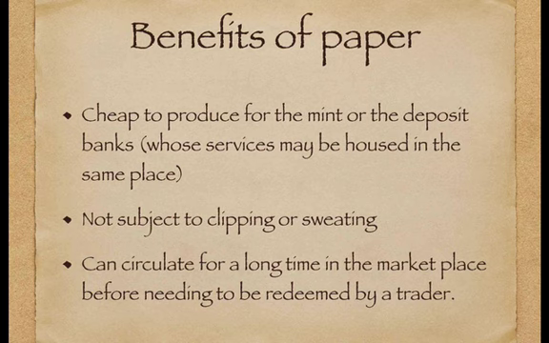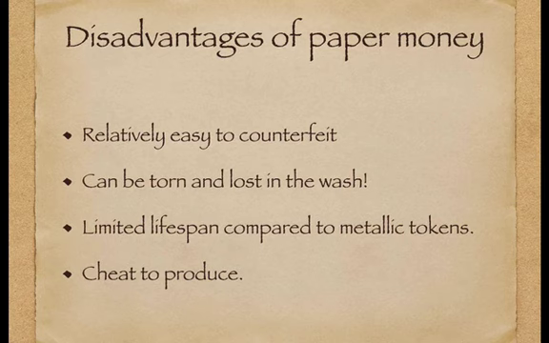Benefits of paper. Well, it's cheap to produce for the mint or the deposit bank, whoever's producing the paper, whose services may be housed in the same place, maybe the same building, right? It's not subject to clipping or sweating, and it can circulate for a long time in the marketplace before a trader says, oh, I'll go and redeem that for some gold coins or silver at the bank. On the other hand, the disadvantages: it's relatively easy to counterfeit. Okay, it's getting harder with modern technologies. It can be torn and lost in the wash. Again, modern paper money actually has a lot of cotton in it, so it does stand a wash cycle. And it has a limited lifespan compared to metallic tokens, years.